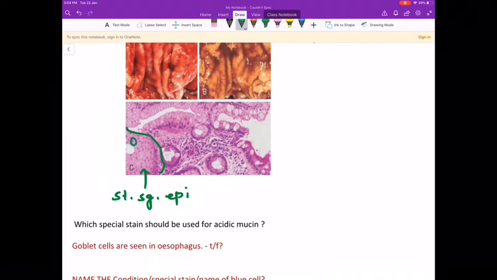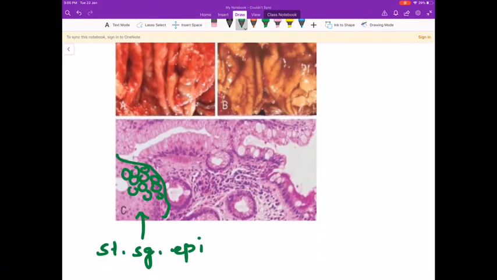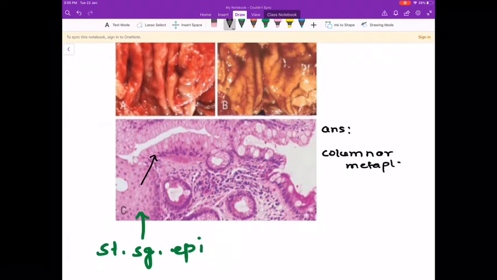This patch is stratified squamous epithelium. There are polygonal cells with the rounded centrally placed nucleus. In another patch, you see columnar epithelium with basal nuclei. Try to see them again. A patch of stratified squamous and patch of columnar. So stratified squamous is converted into simple columnar epithelium. Answer here is columnar metaplasia, also known as Barrett esophagus.